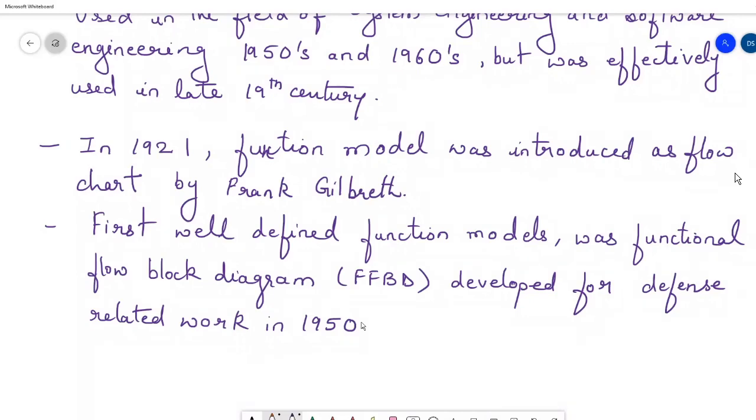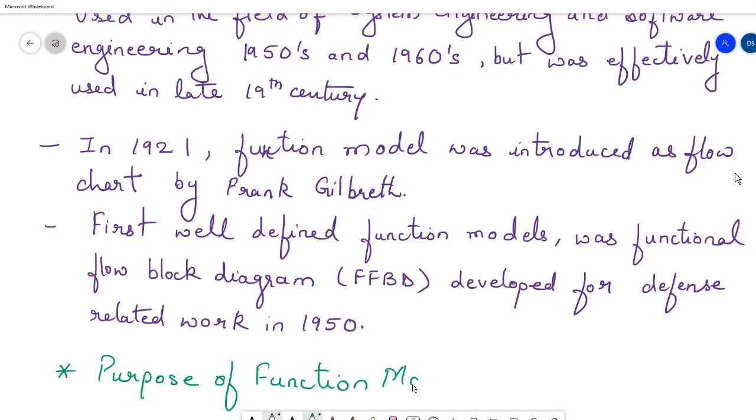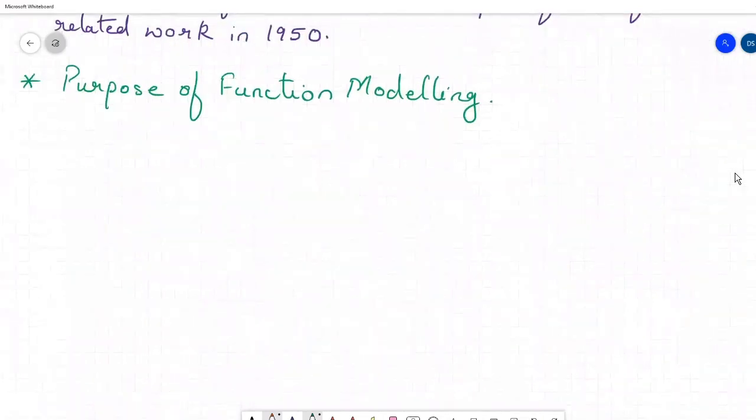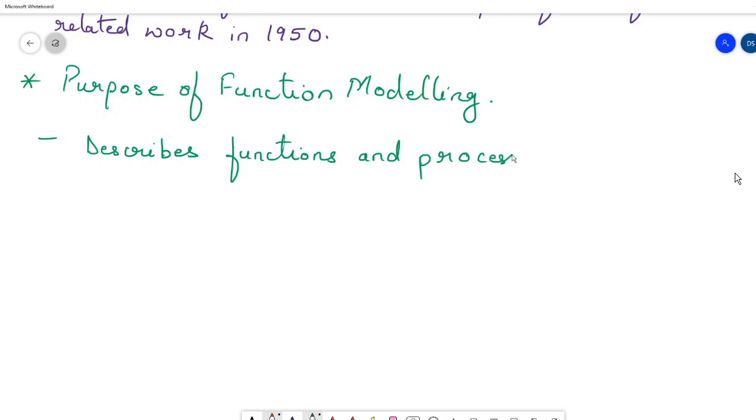Now let's see what is the purpose of introducing the functional model, how it would satisfy our needs, and what all things can be made from this. Okay, so the purpose of function model or modeling: it describes functions and processes in detail. How different functions are functioning, what all the processes going on, it would be describing them in detail.